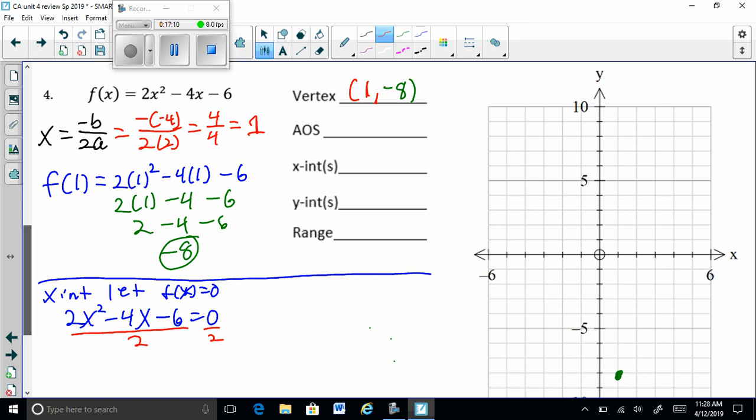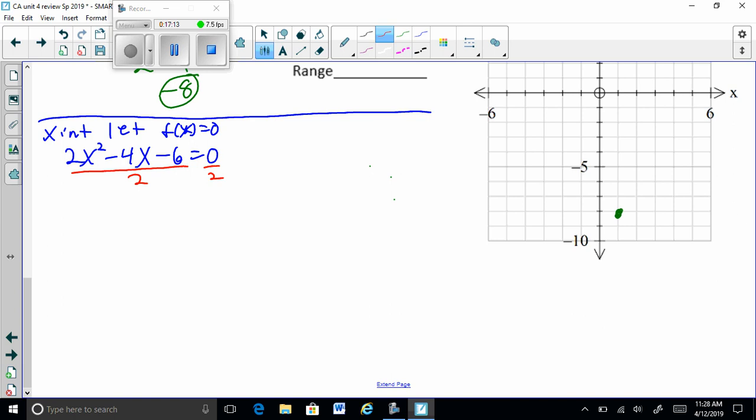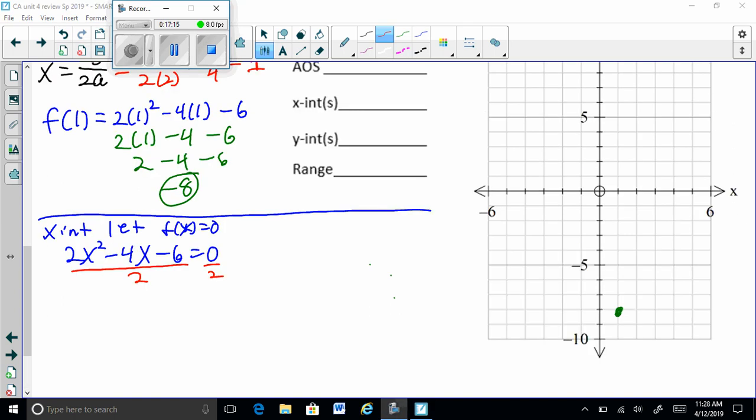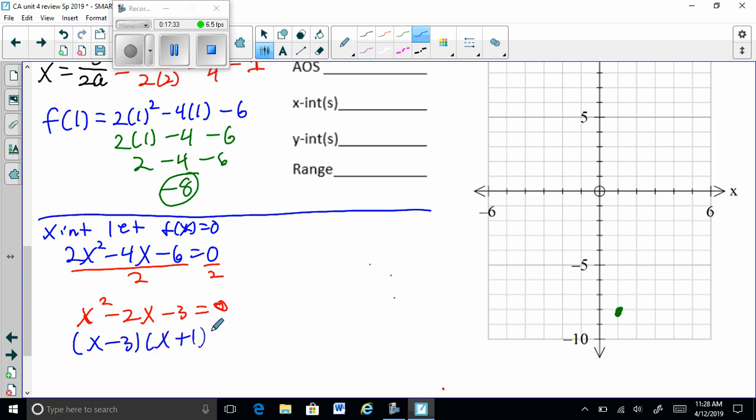Try to give myself a little bit more room. So I gave myself some more room. I'll scroll back up in a second. So let's see, x squared minus 2x minus 3 equals 0. And this should factor pretty easily. So let's see, minus 3 plus 1. So those solutions I'm getting are positive 3 and negative 1.